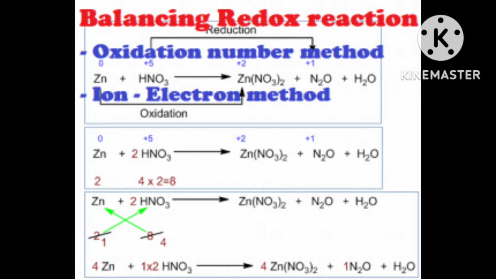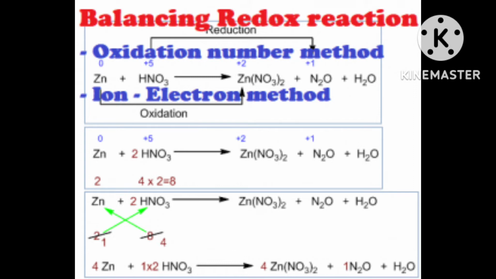Who will take the electron? Iron has lost the electron, 1 electron per atom. Now this electron will be taken by Cr2O7 2 minus. Correct? Because Fe became the reducing agent since it is losing electrons, and this electron will be taken by Cr2O7 2 minus. So this is now the oxidizing agent.